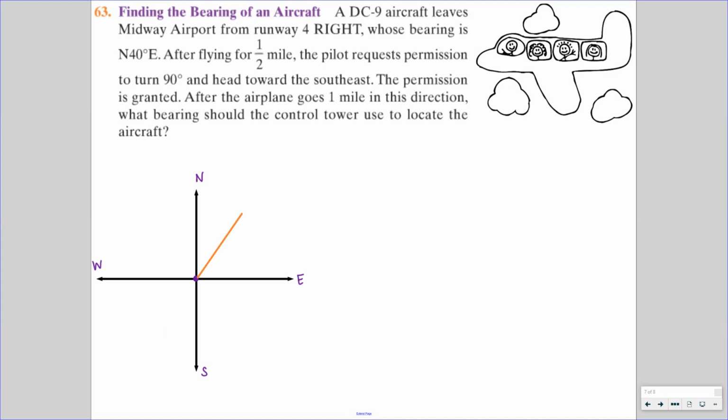Okay, and there are two things that I know here. I know that this angle is 40 degrees. And I also know that the length of this leg is a half a mile. Okay, stop me if there are any questions with setting this diagram up, you guys.